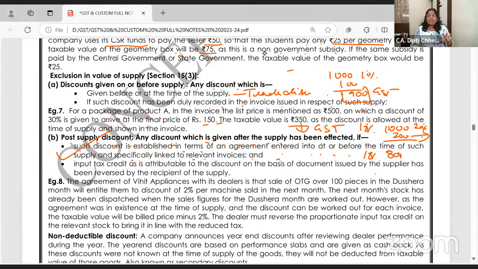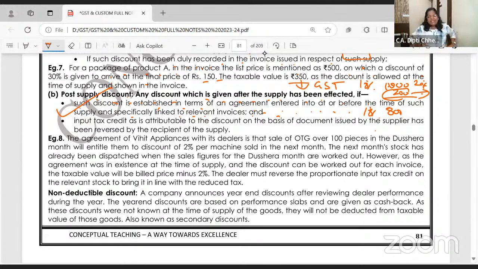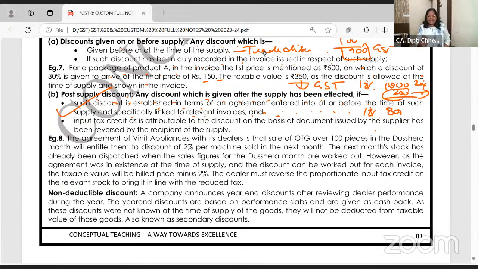We have made some scheme: you sell this much, complete the target, take the discount. So on 200 you have availed 18% ITC on 1000. Who are you? Recipient. Have you reversed it on 200? Yes. And then that discount, if it is pre-decided, we can reduce. See, it's Diwali time. These schemes all work exactly like this.